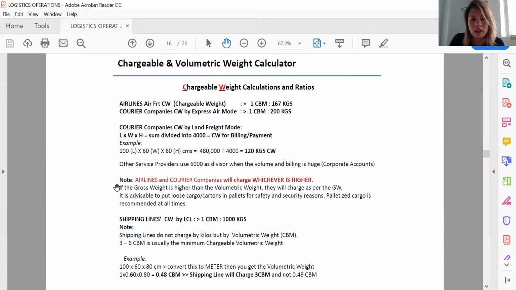Okay, let me just reiterate this one. Airlines and courier companies will charge whichever is higher. If the gross weight is higher than the volumetric weight, they will charge as per the gross weight. Take note, it is advisable to put loose cargo cartons in pallets for safety and security reasons. Palletized cargo is recommended at all times.